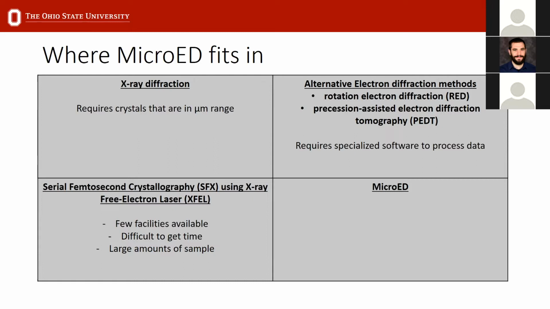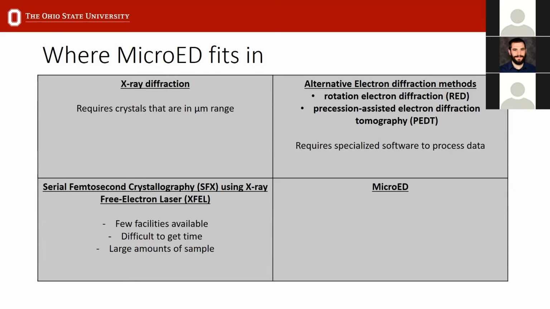So where does MicroED fit in? The most prominent method to determine a protein structure is X-ray diffraction. It's a wonderful method, and the majority of the protein structures that are out there come using this method. It has one bottleneck, which is that it requires relatively large crystals, at least in the micrometer range. And sometimes, for whatever reason, your protein just cannot form crystals of that size. Now, in this condition, you have two options.